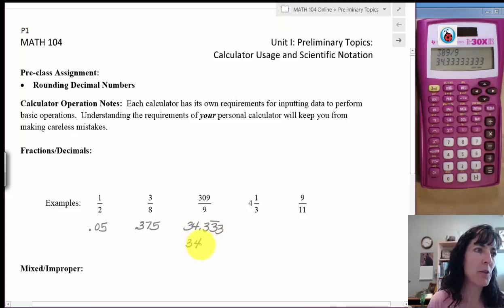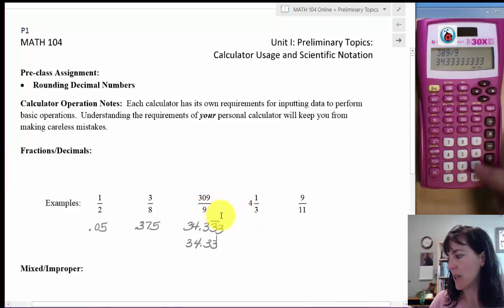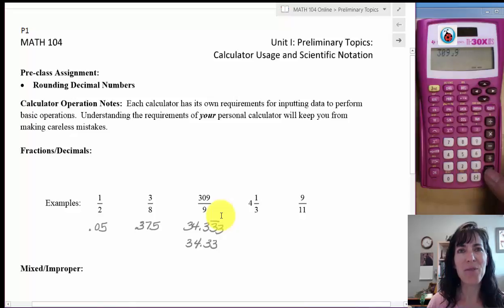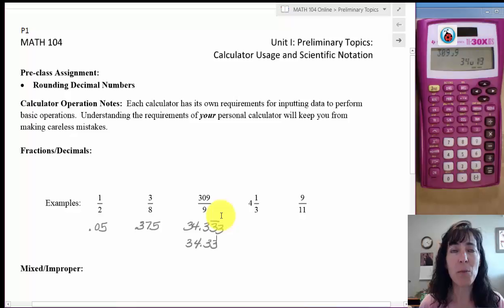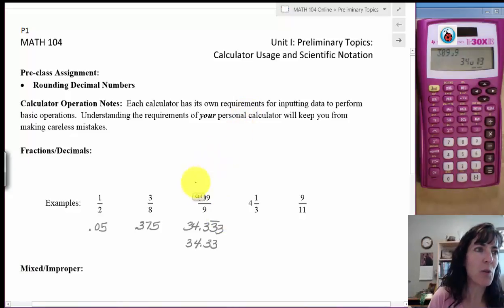And so then I would round it to 34.33 because the following digit is less than 5. When I want to do a number like, remember you can also do 309 over 9 using the fraction button, and put it over 9. Remember it has that funny symbol. Push enter and then it'll give you a reduced mixed number. So it's 34 and see that U there, 1/3. So you could also write this as 34 and 1/3.